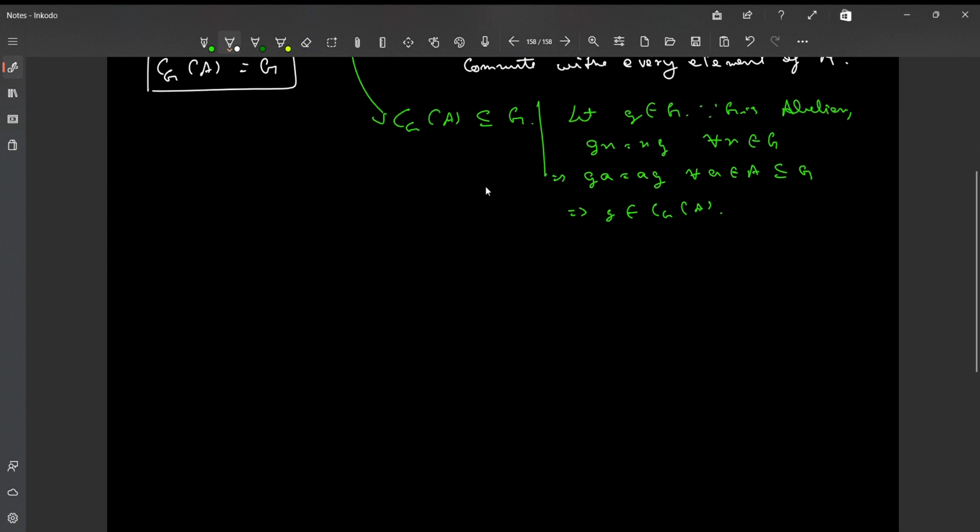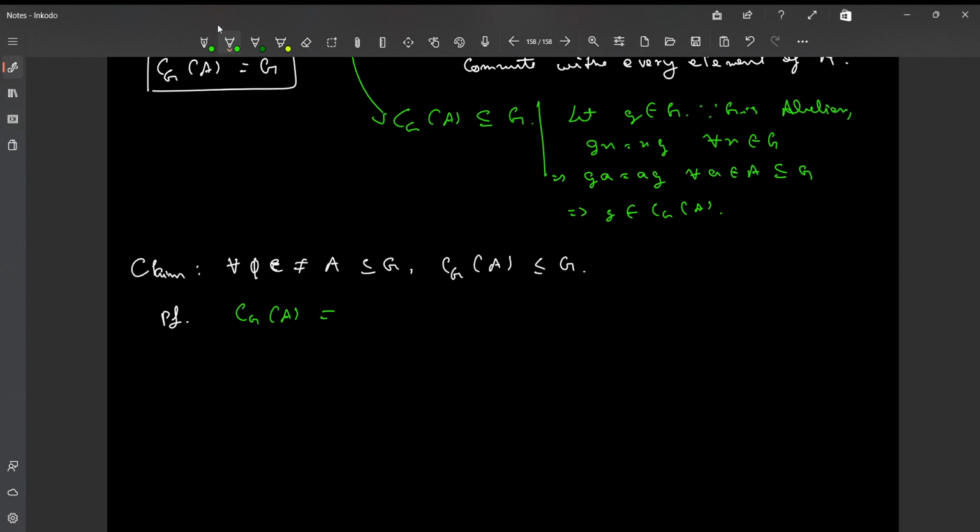Our claim is that the centralizer of any subset A in a group G is a subgroup of G. So the claim: for all non-empty subsets A of G, the centralizer of A is a subgroup of G. Okay, how do we prove this? The proof is again very simple. We need to go through the subgroup criteria.